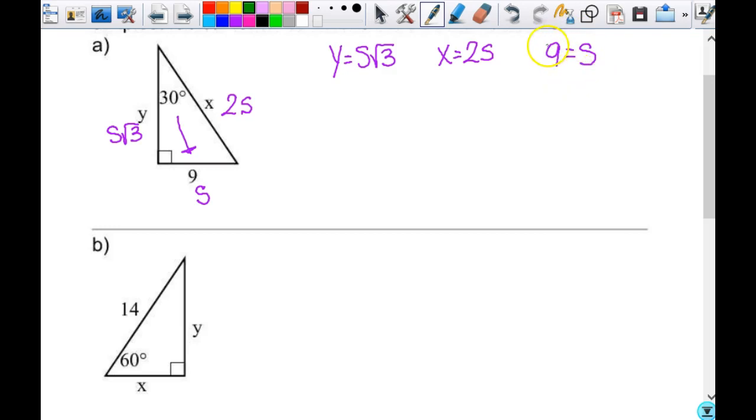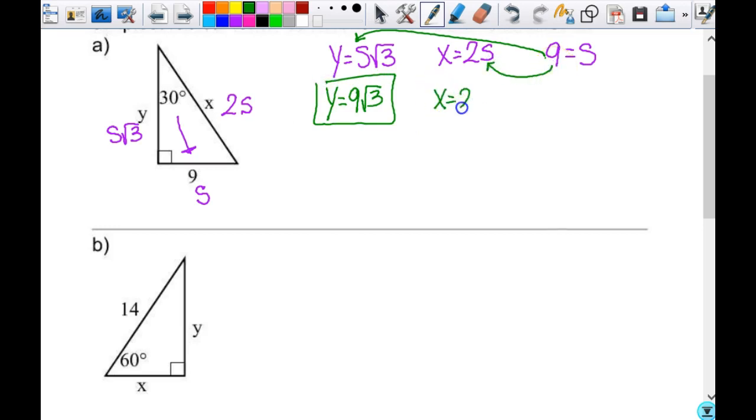So then I just take this 9 and substitute it in right there. So that means that y equals what? 9 times the square root of 3, and I'm done. Then I substitute 9 in here for s, so I get x equals 2 times 9. So x equals 18. And I'm done.